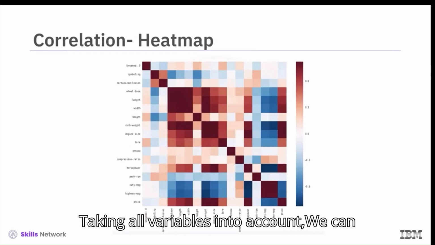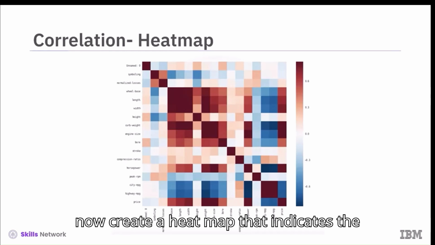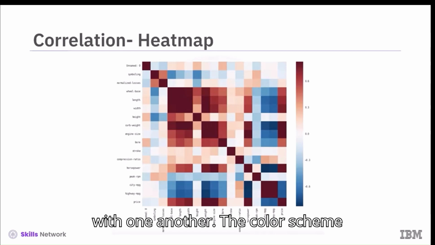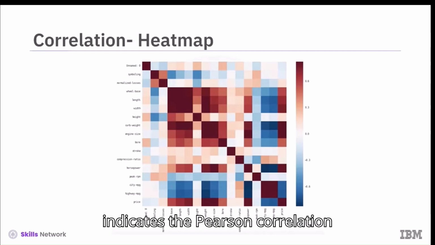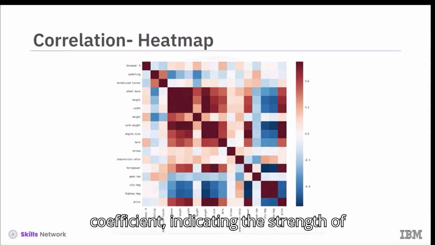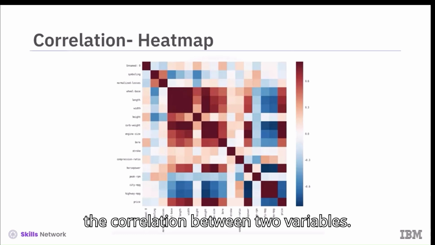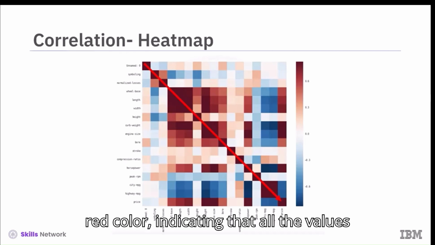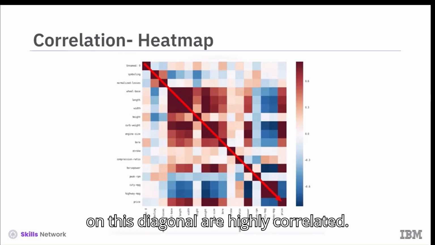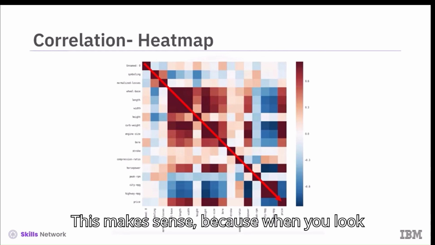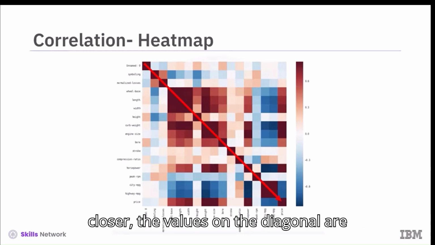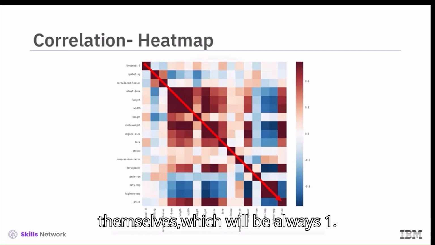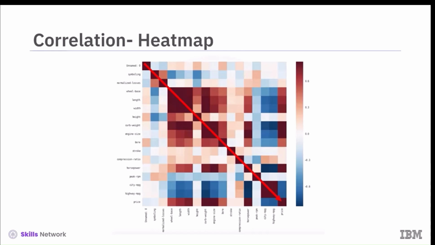Taking all variables into account, we can now create a heat map that indicates the correlation between each of the variables with one another. The color scheme indicates the Pearson correlation coefficient, indicating the strength of the correlation between two variables. We can see a diagonal line with a dark red color, indicating that all the values on this diagonal are highly correlated. This makes sense because when you look closer, the values on the diagonal are the correlation of all variables with themselves, which will always be 1.